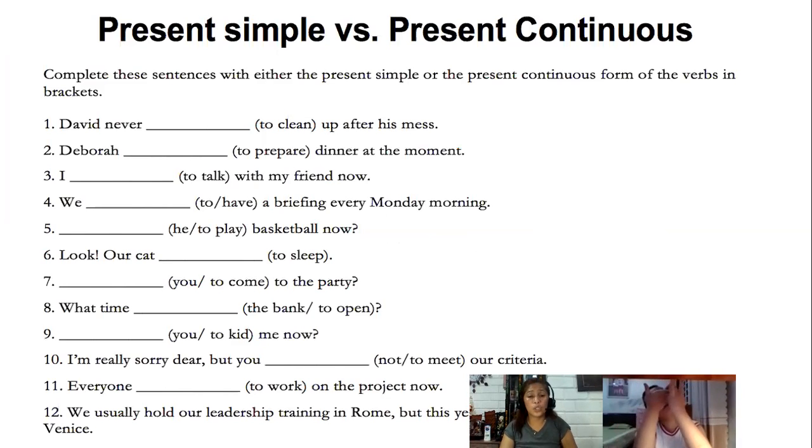Okay, so now look at this one in the sentences. This is present simple versus present continuous. You already know what is present simple and what is present continuous, okay? So now all we have to do is complete all of these sentences with either present simple or present continuous. Again, Keo, you will have to complete either the present simple or present continuous form of the verb.